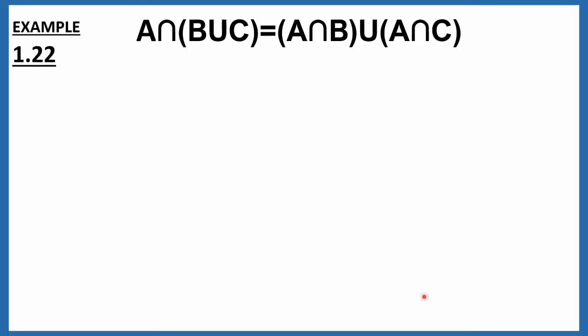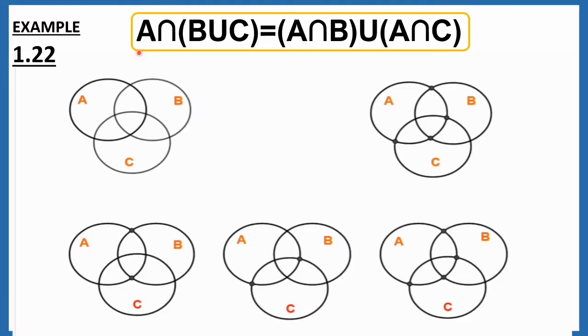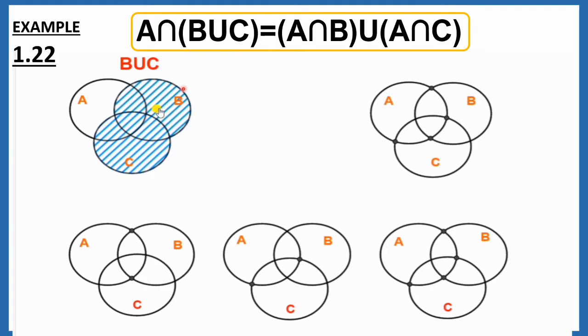First property is example 1.22. First we need to draw the 5 diagrams like this. These 3 circles indicate the 3 sets A, B and C. On left hand side, what's inside the bracket? B union C. We have to shade this B and C. Next, A intersection B union C. We have to shade the portion which is common to both A and B union C. See here, which is the common portion? This one. So shade the region like this.